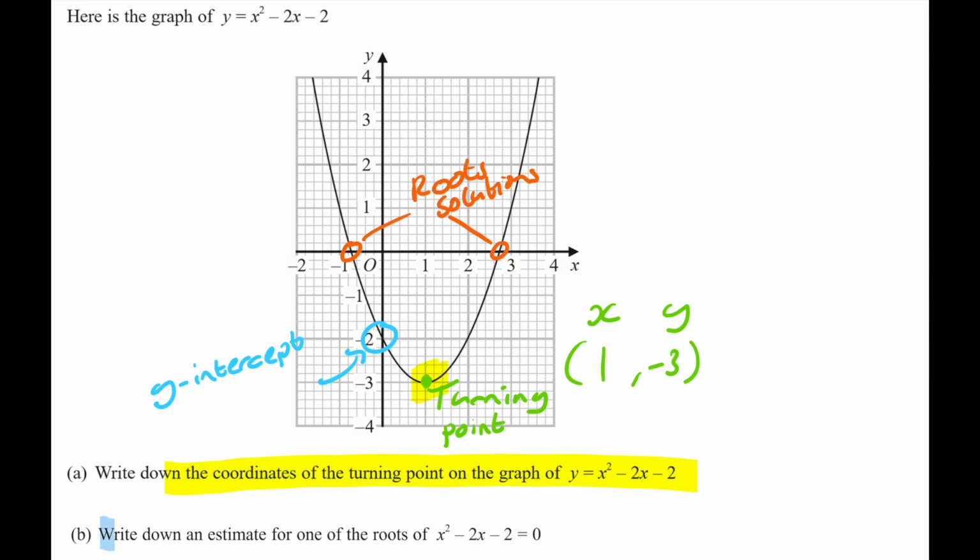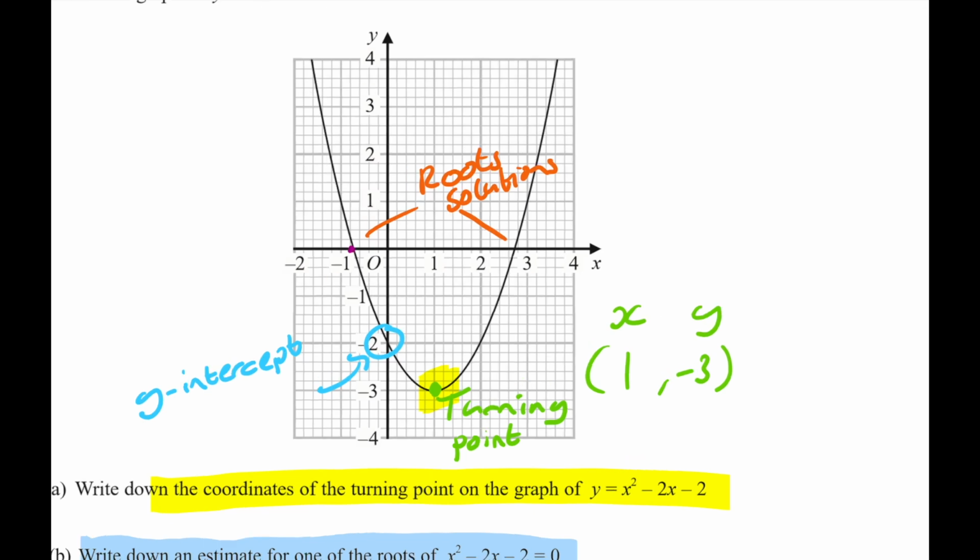Part B is a slightly strange one. It says write down an estimate for one of the roots of x squared minus 2x minus 2 equals 0. There are actually 2 solutions and you can put either of them down, and because it only wants one of them, you just have to put one of them.